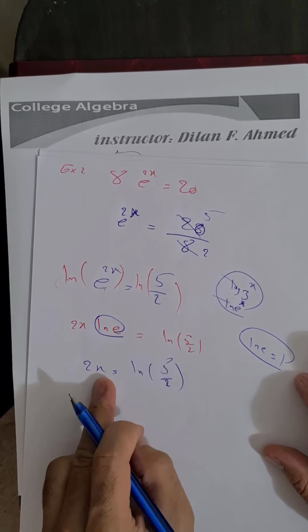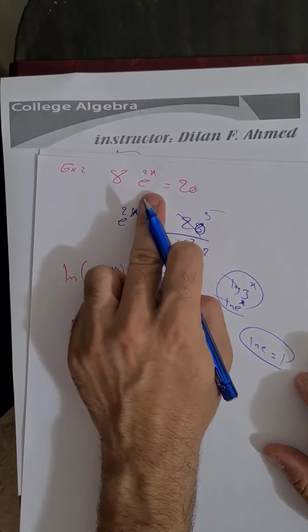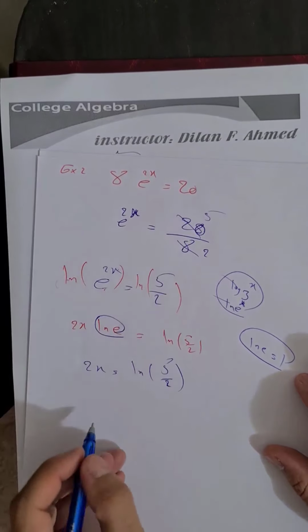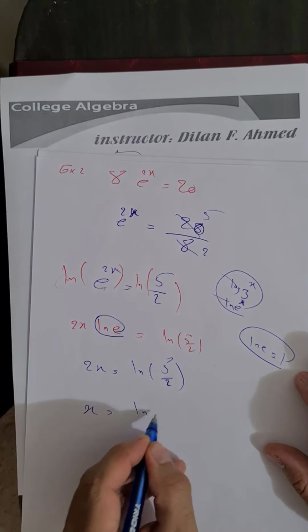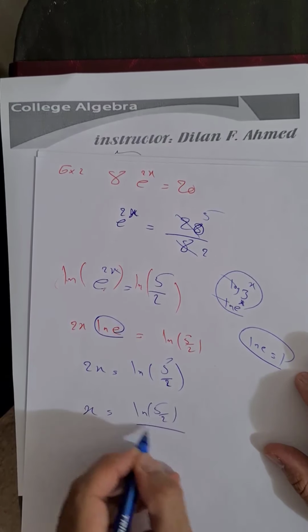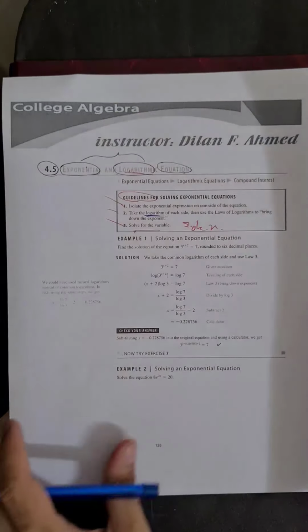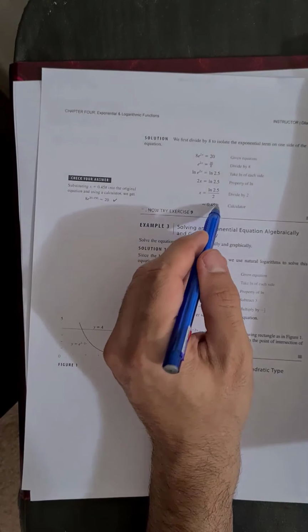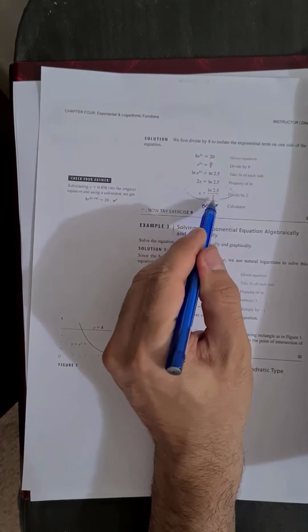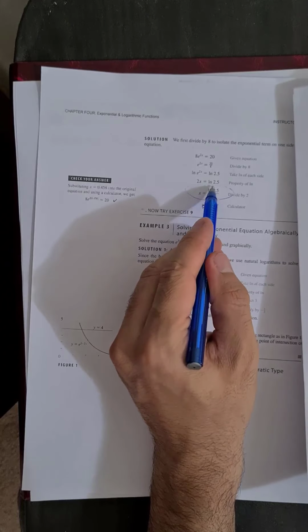Okay, dear. Now, because I want to solve this exponential equation for just x, I divide ln of 5 over 2 by 2. That's all, and you can leave it. Okay, dear, it's easy.